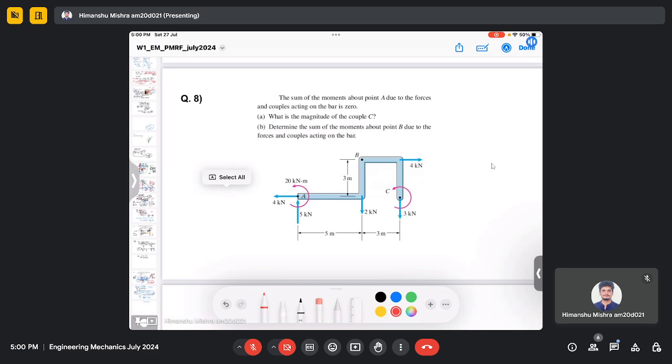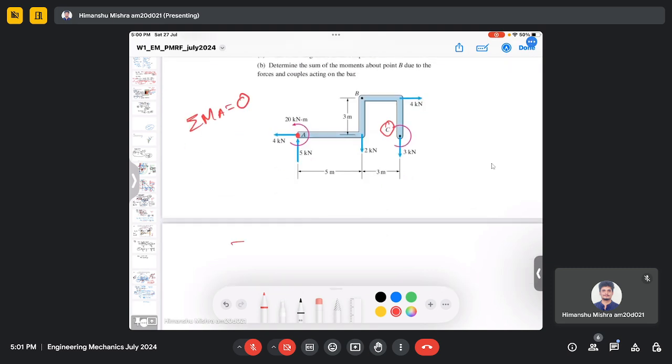So in this question, first you need to define the moment C. You need to actually calculate the moment or the couple at point C, and you are given the condition that the sum of moments about point A due to all the forces and couples is zero. So the overall moment about point A is zero.